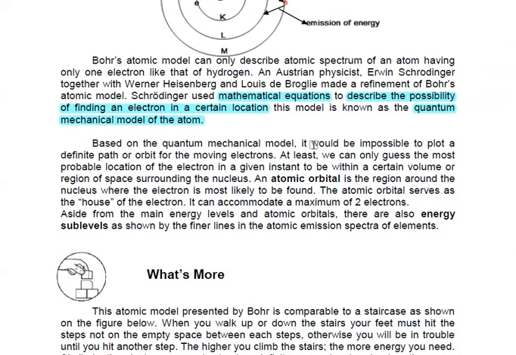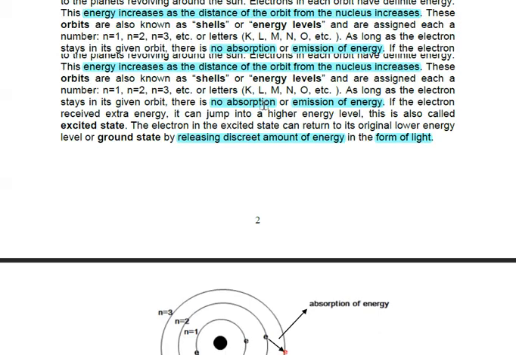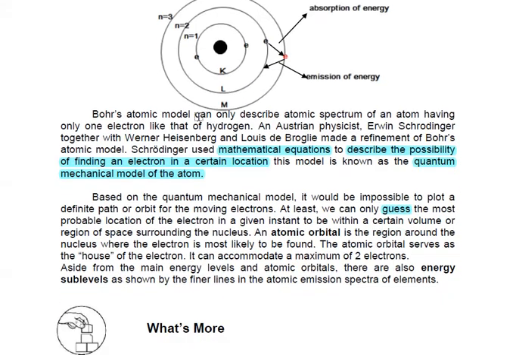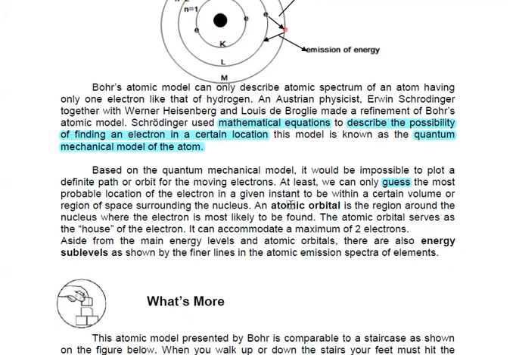Based on the quantum mechanical model, it would be impossible to plot a definite path or orbit of the moving electrons. However, we can guess the most probable location of the electron in a given instant to be within a certain volume or region of space surrounding the nucleus. Therefore, instead of the orbits or shells, no? So Schrödinger says that it is now an atomic orbital.